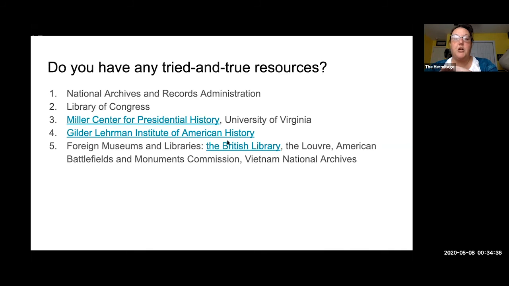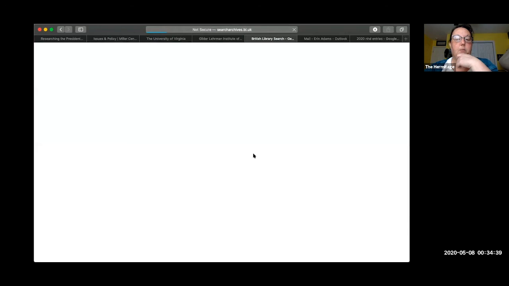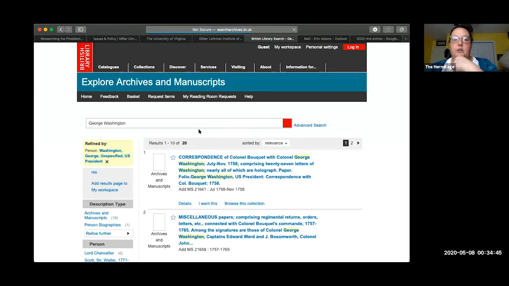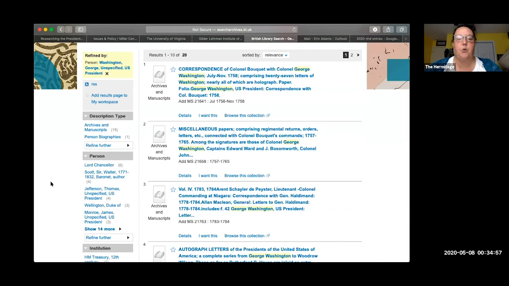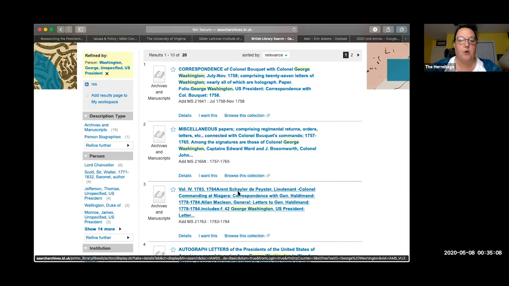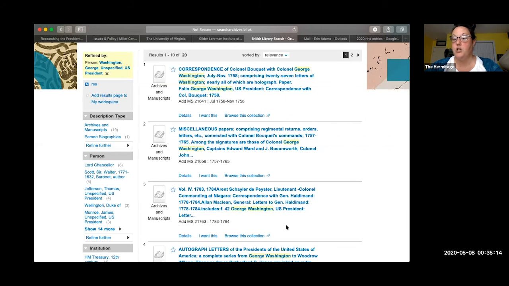I want to show you the British Library's website. The British Library is the equivalent of the Library of Congress here in the United States. So this is the primary repository of national documents in Great Britain. And I did a quick search already on George Washington, just used him as an example. What you're seeing right here on your screen is all the collections that the British Library has on George Washington. So we're looking at correspondence, miscellaneous papers. You're looking at various correspondence between British military officers in which George Washington shows up as a topic of conversation.